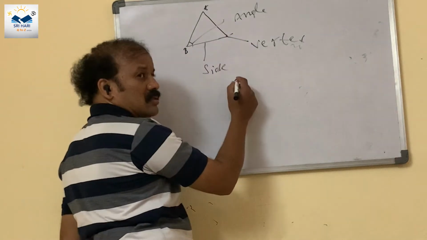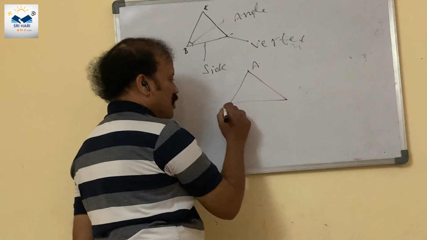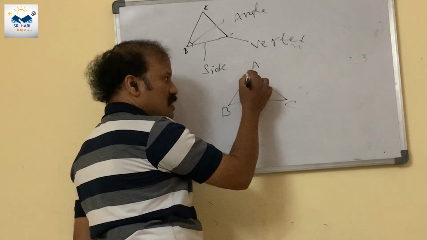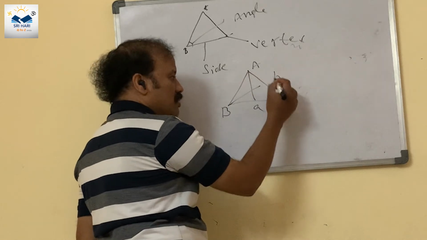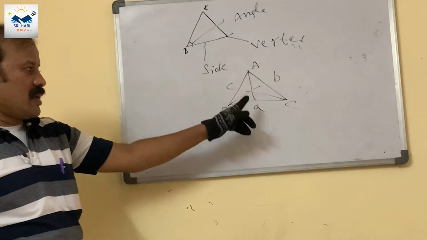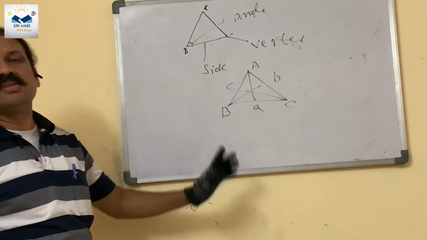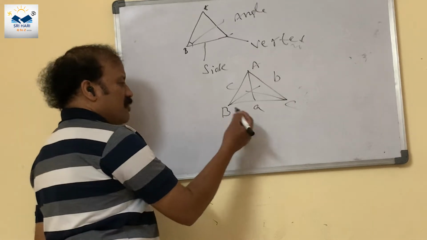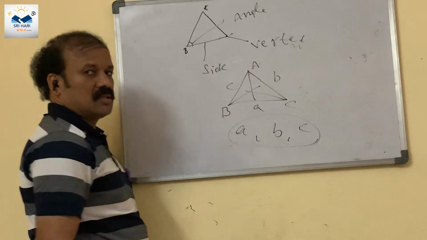In this formation, capital ABC, a combination of A, B, C. Capital A is opposite small a. Capital B is opposite small b. Capital C is opposite small c. Okay? Capital A opposite small a, capital B opposite small b, capital C opposite small c. For example, if you find out the A value, B value, C value, don't worry about it.